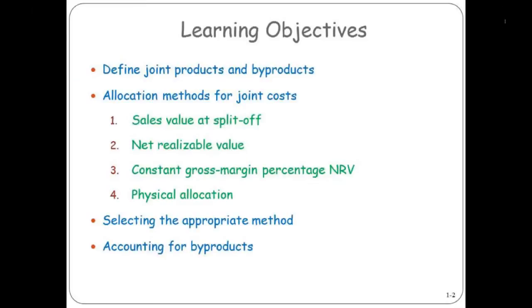So first we'll define what joint products are and byproducts. I've kind of defined them already. Then we'll talk about four different methodologies. There is always more than one way to do things in order to allocate your joint costs. Sales value at split off, net realizable value. We're not going to really focus on constant gross margin percentage of net realizable value. And then we'll talk about physical allocation. We'll talk about how do you select which model is the right one for a given situation. And then we'll end up by just talking about byproducts a little bit.